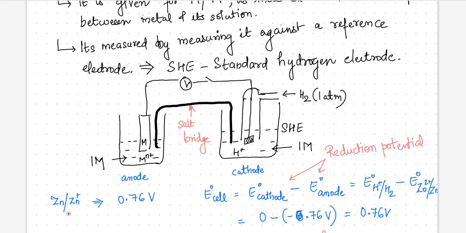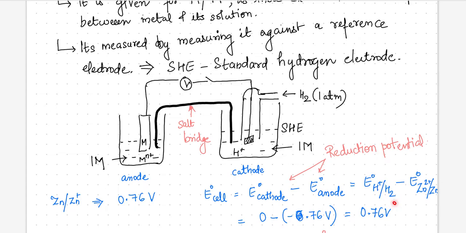In this case, when we connect the zinc ion system, the voltmeter gives a reading of 0.76 volt. So if we try to measure, this is a cell. E naught cell is always E naught cathode minus E naught anode. Always remember these values are reduction potentials. So for this half electrode, we will take E naught of H plus/H2.